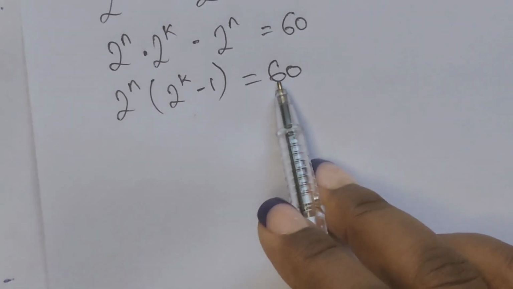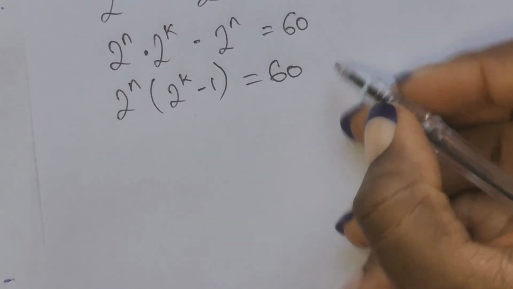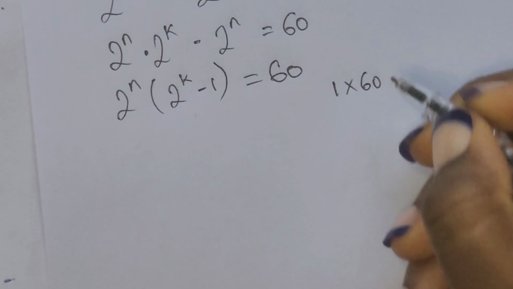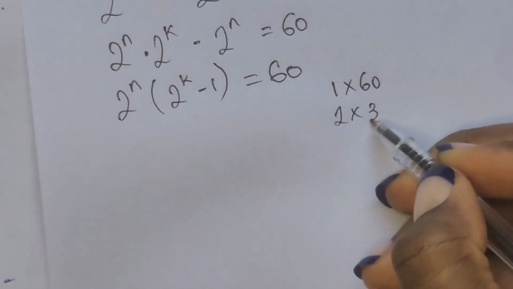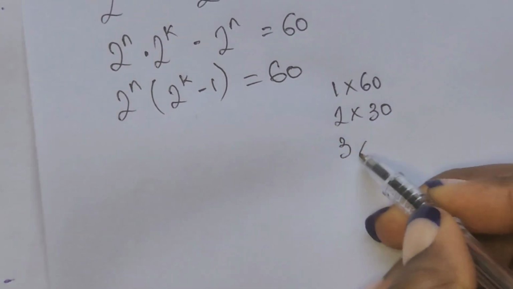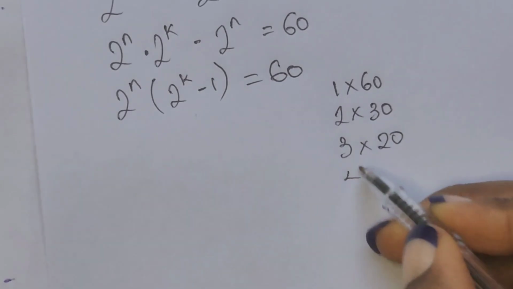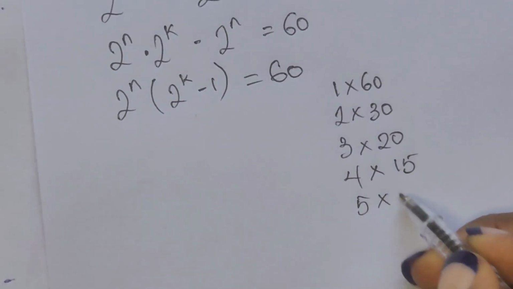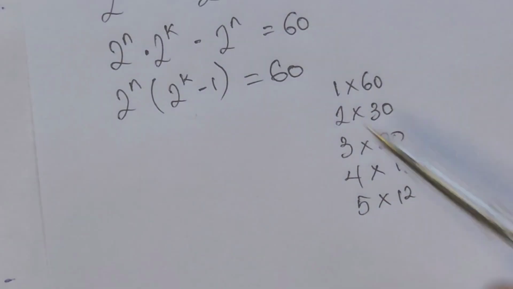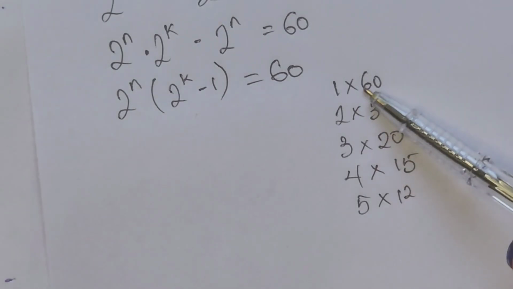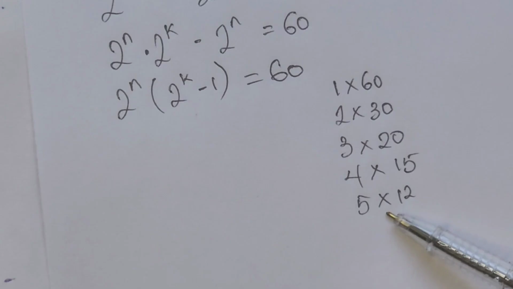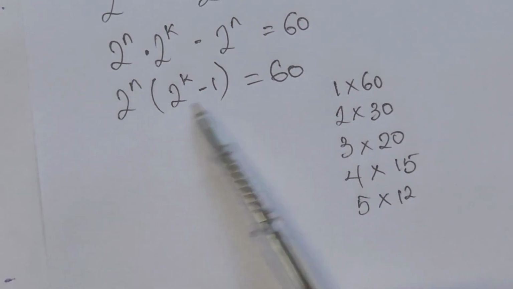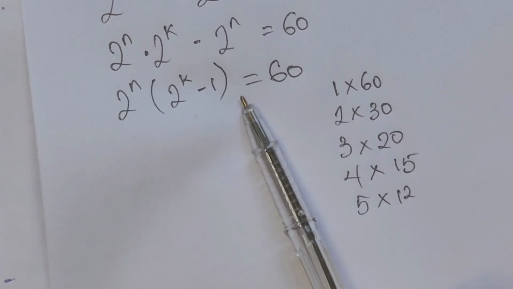So from here, some of the factors of 60, we have 60 to be 1 times 60, we have 2 times 30, we have 3 times 20, we have 4 times 15, and we have 5 times 12. So we'll be considering all these from case 1, case 2 to case 5 to see which value will give us a solution for this equation.